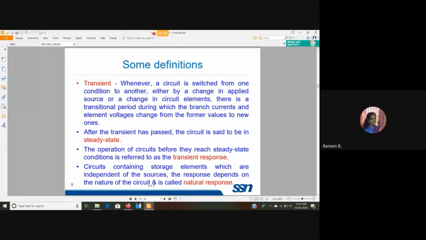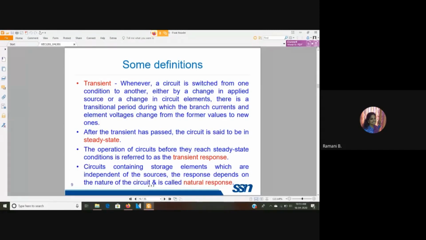You will be seeing problems based on all these cases. When a circuit is switched from one condition to another, either by a change in applied source or a change in circuit elements, there is a transitional period during which the branch currents and element voltages change from the former values to newer ones. That is what is called the transient. Once the transient has passed, the circuit is said to be in the steady state. The transient generally happens in a very short duration, after which the circuit reaches the steady state.